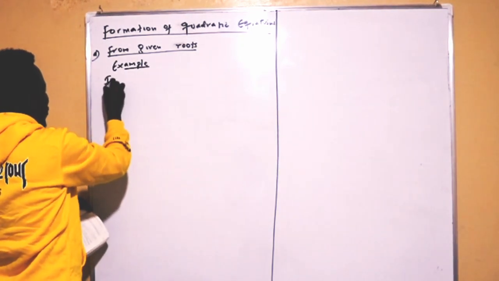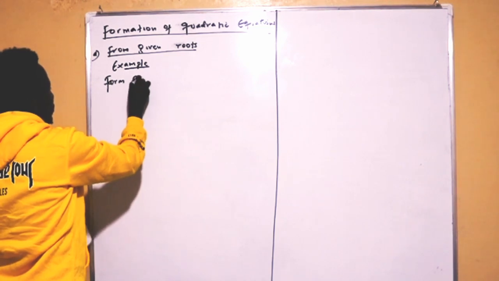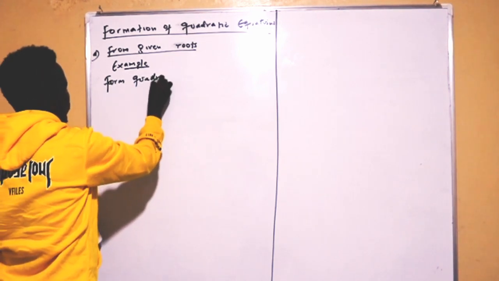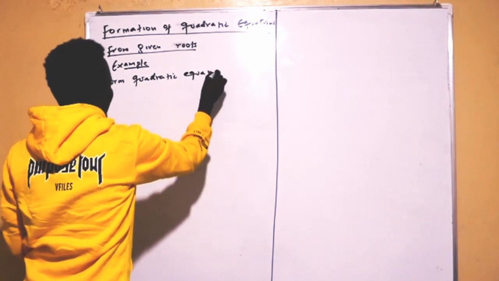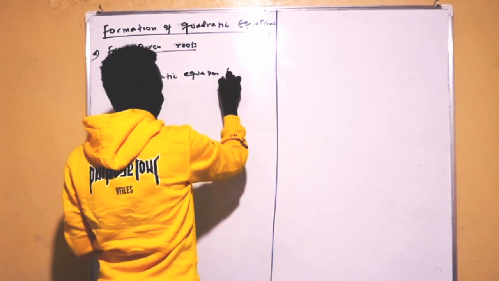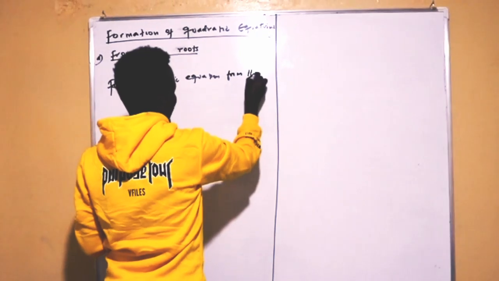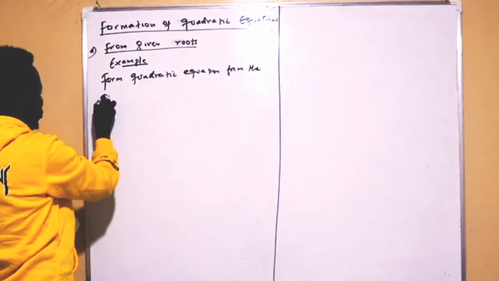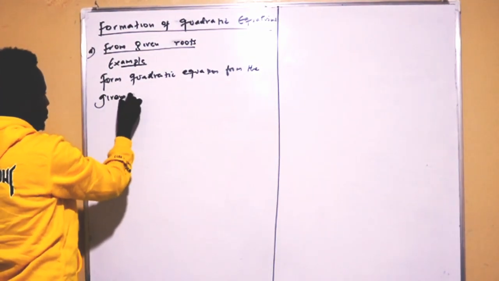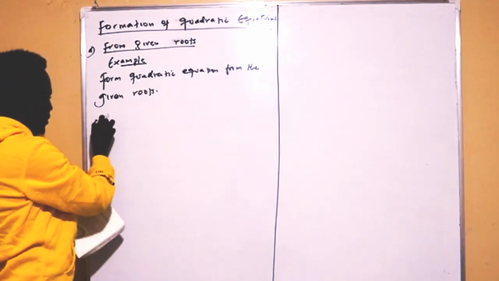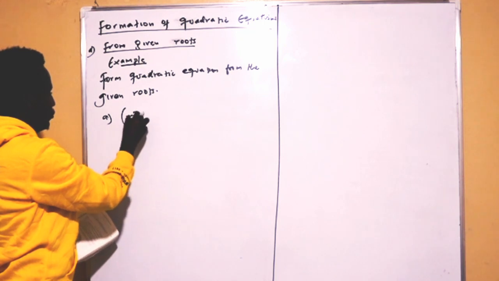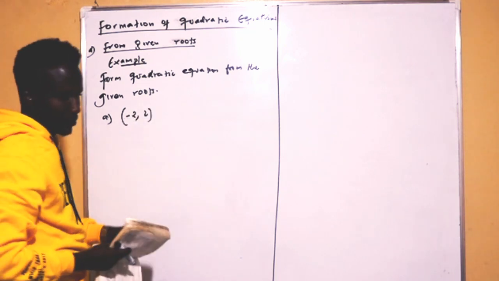You are told to form a quadratic equation from the given roots. Now let's see the first one. We have in the bracket -2, +2.